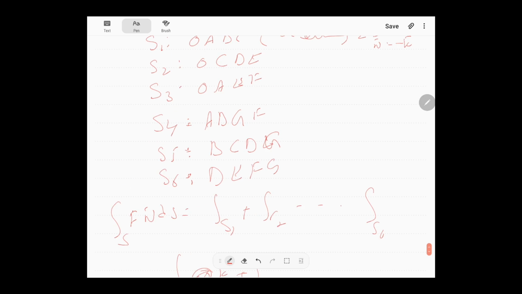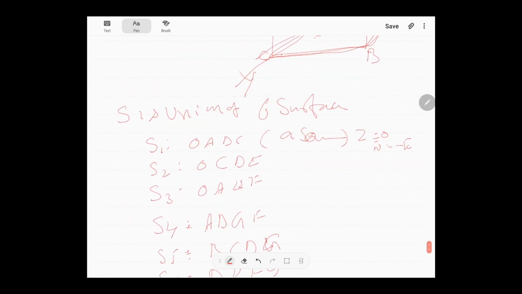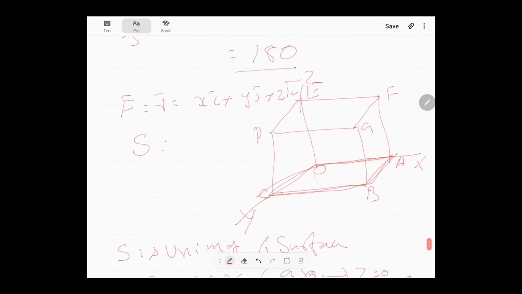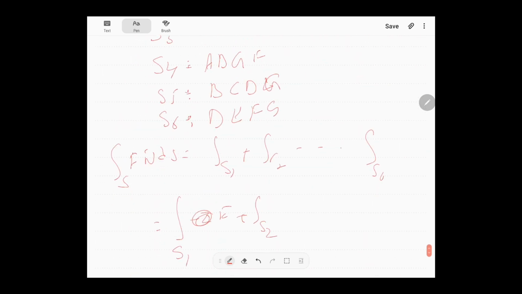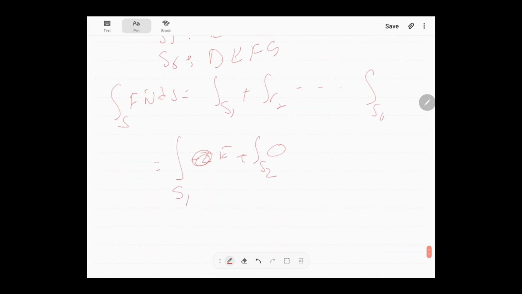Along S2, what is S2? S2 is OCD. This is my YZ plane. For the YZ plane, x is equal to 0. What is the outward normal vector? It is minus i bar. So it is minus x. But x is 0. So along S2 also I'll get 0.